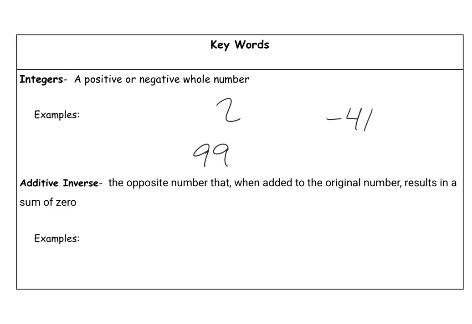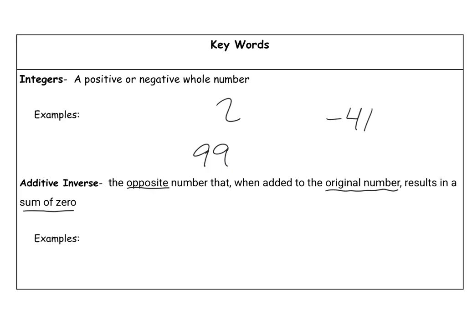The additive inverse is something new that we looked at just in that last little section. The additive inverse is the opposite number that, when added to the original number, results in a sum of 0. So we call these the additive inverse.